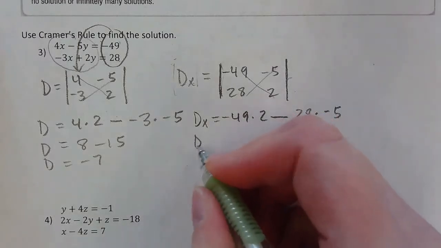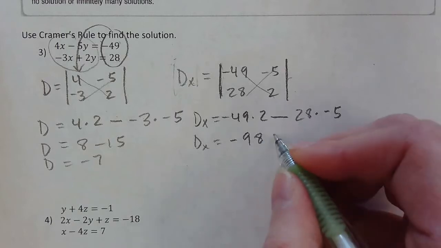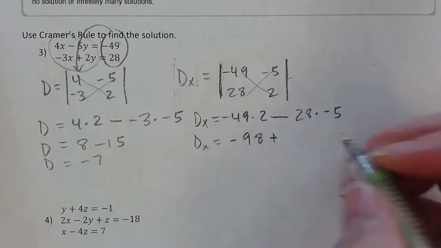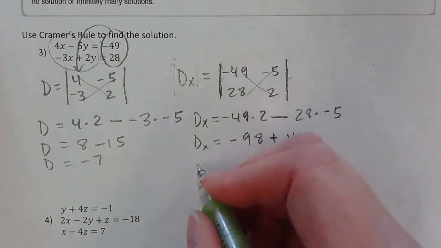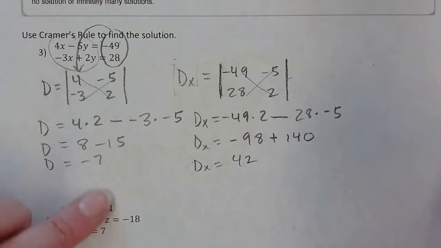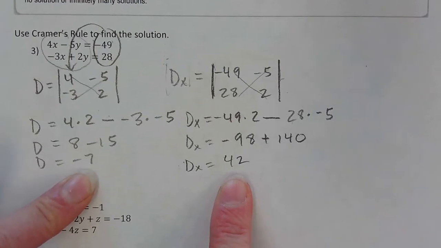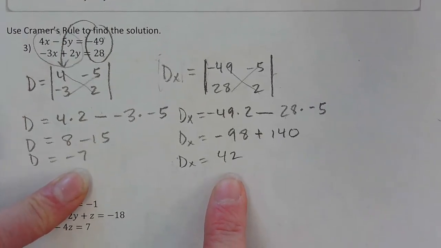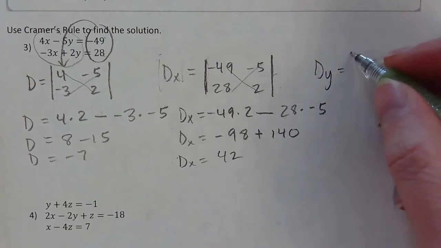So let's see, this is going to equal what? Negative 98 plus, let's see, 20, 40. So 140, which is a 42. And remember, we're going to make fractions out of these. So the fact that I can do 42 divided by negative 7 evenly is a really good sign, because you know I'm not going to be giving you weird fraction answers on these. So they should be nice answers.